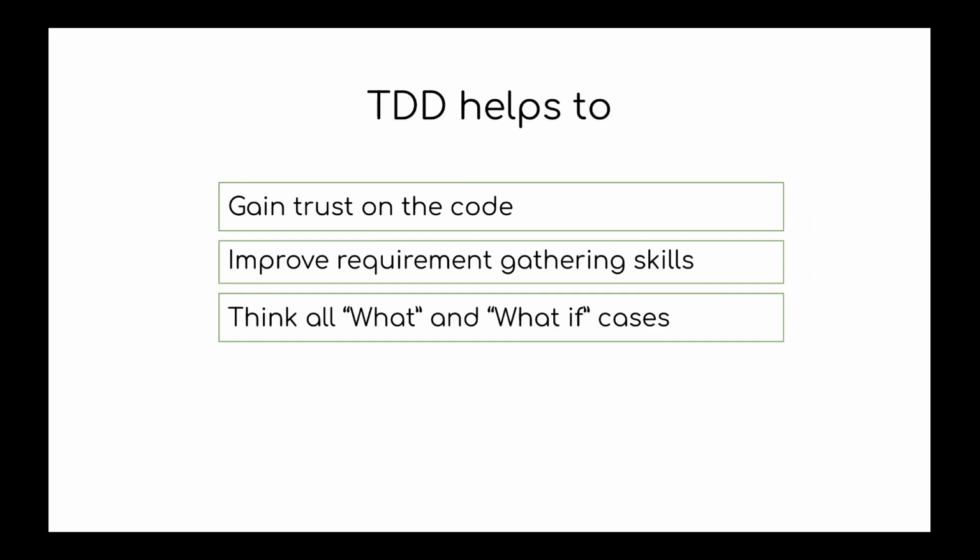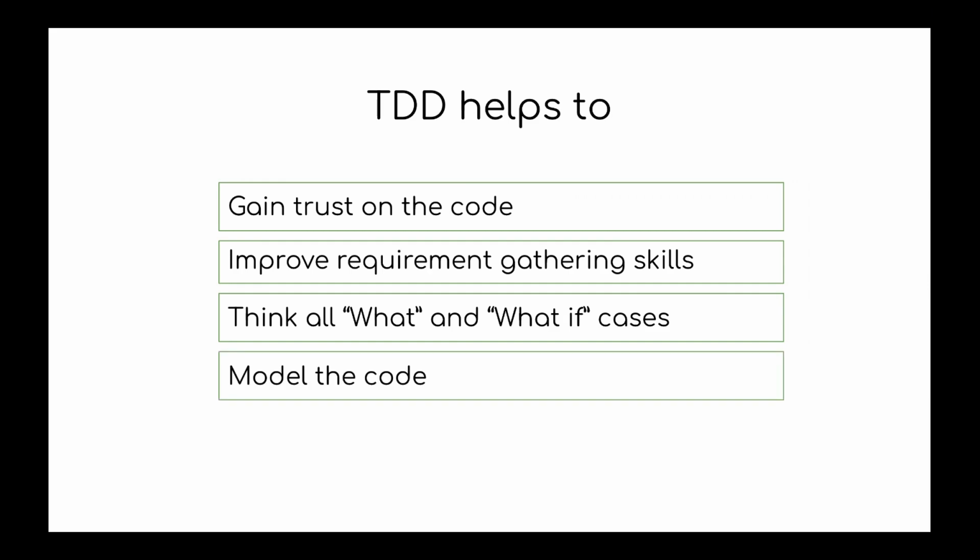TDD changes the way you model the code. All the design patterns make sense if you ask one simple question to existing code. Is this particular piece of code easily testable? If not, you can think of modeling your code to support testing.